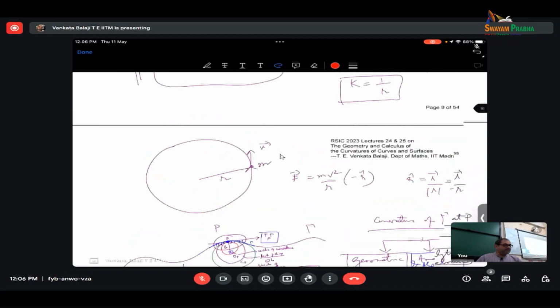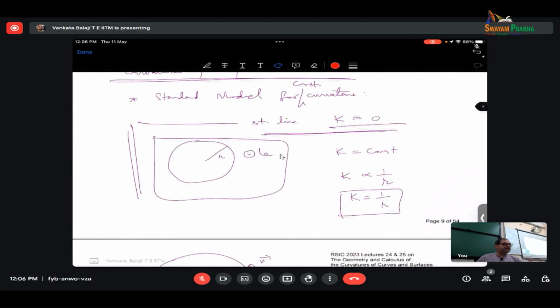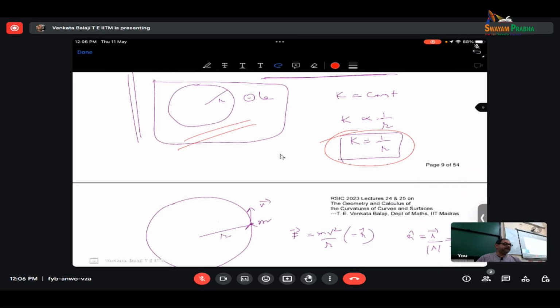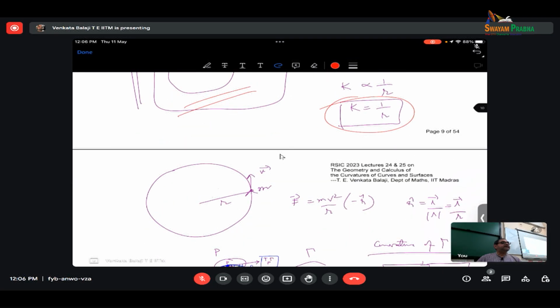And there's one more point of this that I should say, this is the right time to say it. See, I told you originally, if you are looking at a circle, then the reciprocal of the radius of curvature is the curvature, and if you look at it from physics, how do you get the curvature? What is the centripetal force? Magnitude is mv squared by r.